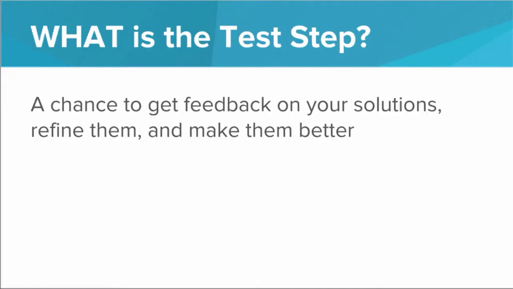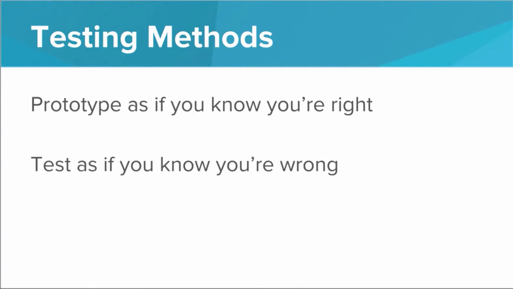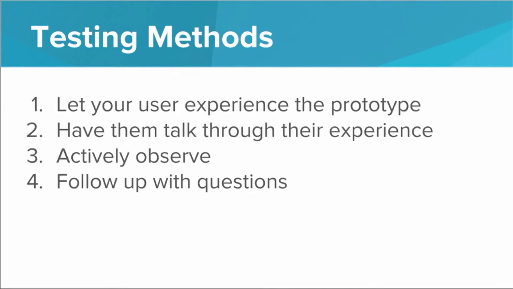So what is the testing step? What does it involve? Well, the testing step is really a chance to get feedback on your solutions, refine them, and make them better. A good motto to keep in mind is prototype as if you know you're right, but test as if you know you're wrong. When you're building your prototype, you need to assume that this is a great solution, that it's going to work out, that this is something that the user will love. And then when you go to test it, you need to assume that they're going to pick it apart. You got to assume that it's wrong, and you got to see exactly where it's not working so you can go back and improve.